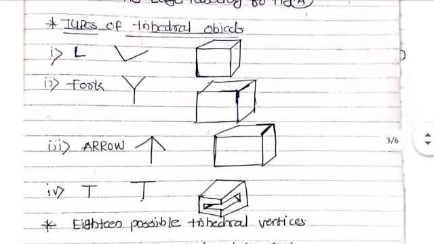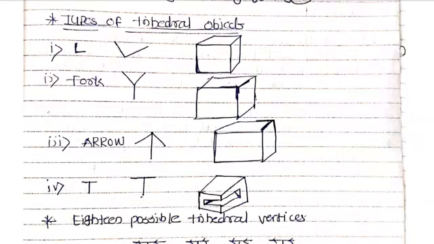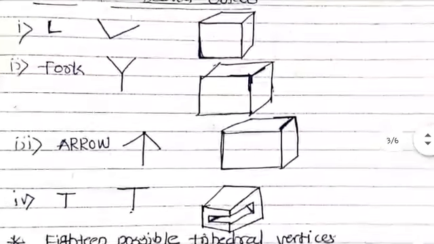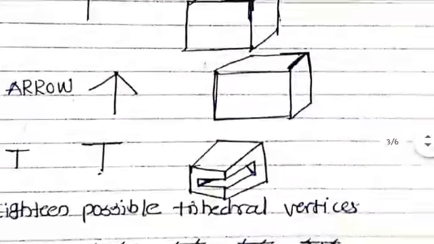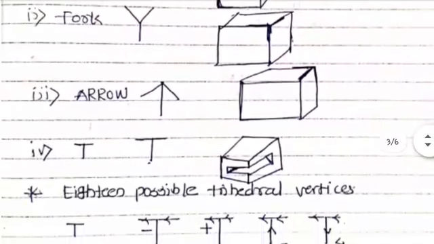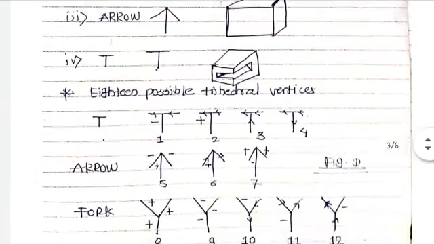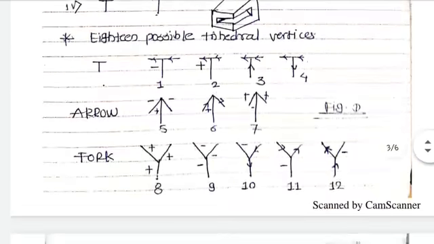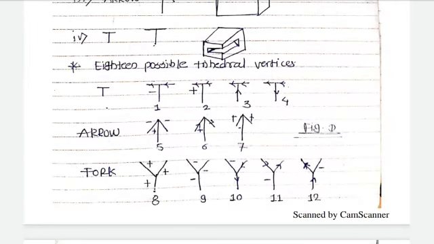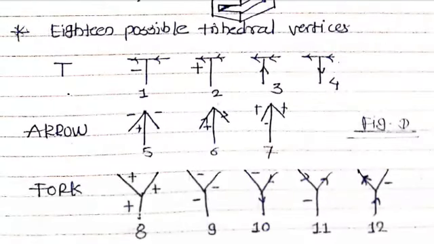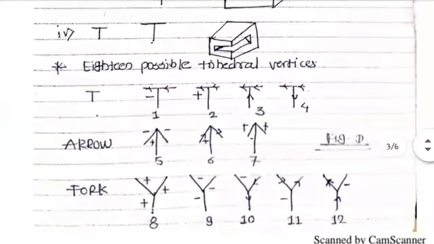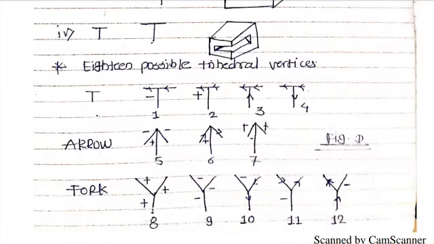Now next, the types of trihedral vertices: L, fork, arrow, and T. Suppose a cube is there; we can see an L shape, a fork just like a Y shape, and an arrow, then T. Whenever we describe T, there are different possibilities. There are 18 possible trihedral vertices for T, arrow, fork and L shape.